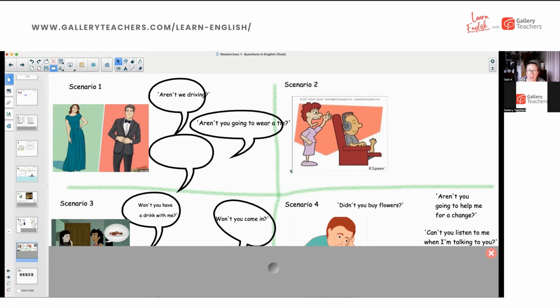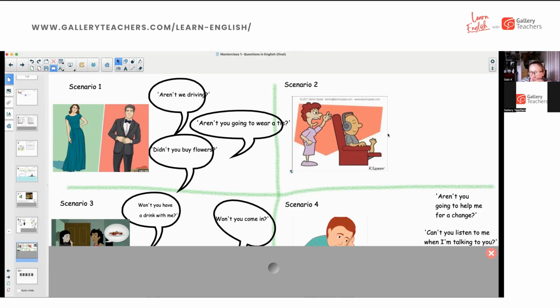And finally, okay, she's looking for the flowers that the husband was supposed to buy for the host, and she can't see the flowers. What do you think she may be saying to him? Didn't you buy flowers? So again, she's very, very surprised. Okay, so in this scenario, what we have is one of the ways how we use negative questions. And it's very similar to what we had on the previous slides. So we use them to show that what we expected has not happened, right? And that's the way for you to show your surprise.